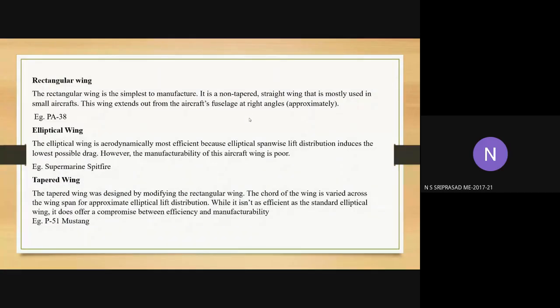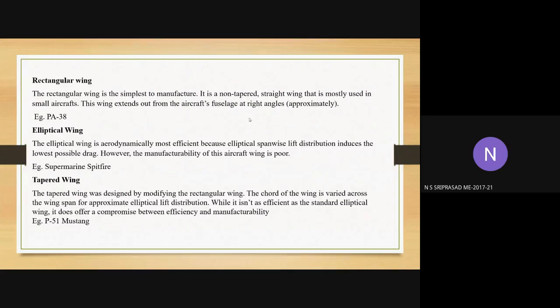The elliptical wing is for aerodynamic purposes because it is more efficient aerodynamically. Spanwise, the left wing and the right wing will look somewhat like an ellipse, an elliptical object. So this really helps.